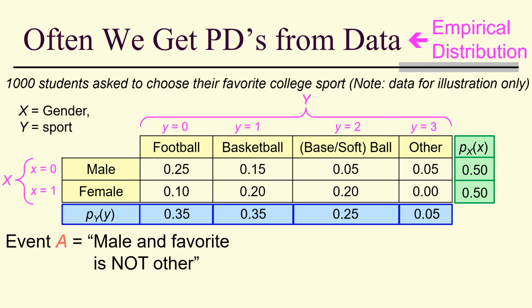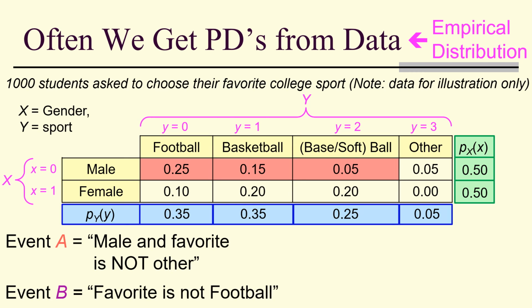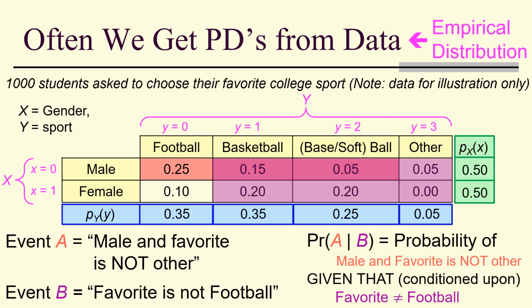So let's look at another example. This event, male and favorite is not other. We can see that. And favorite is not football for our event B, and those are the values corresponding to that event. So we want to look at the probability of A given B, which is the probability of male and favorite is not other, given that, conditioned upon, we know that their favorite is not football.